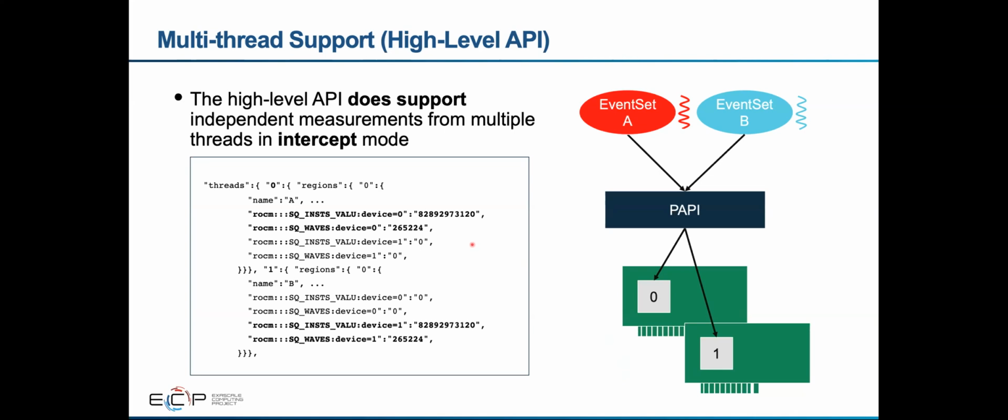So all the threads get the same events, but in this case, because the event set A is, the red thread is basically running only on GPU device number 0, only the counters of this device will be measured, whereas device 1 reports 0 counter. And the opposite is true for thread number 1.